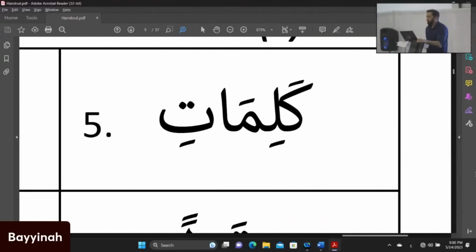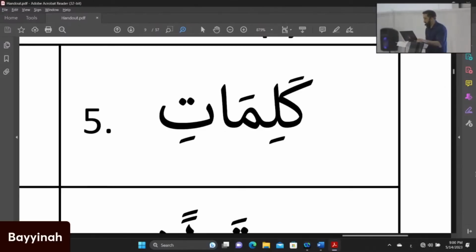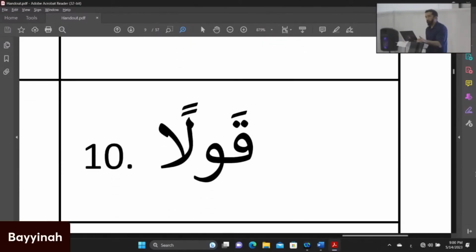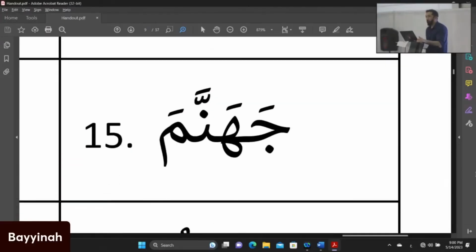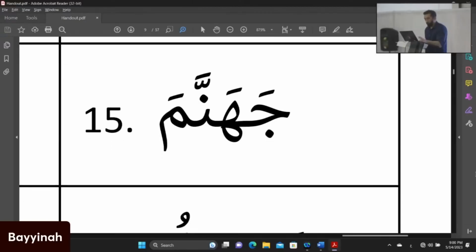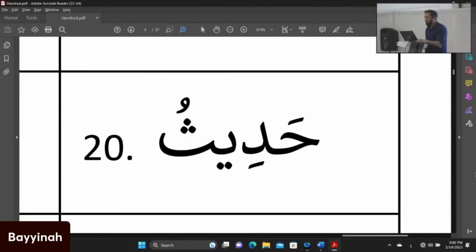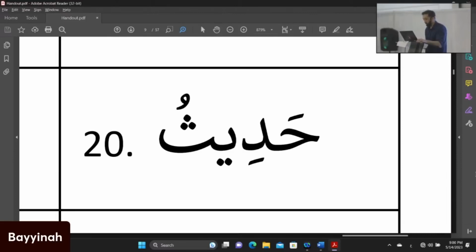Okay? Kalimati. Light. What's the heavy version? Kalimatin. Wonderful. Qawlan. Heavy. Light version. Qawla. With an alif or without an alif? Without an alif. Qawla. Jahannama. Light. Jahannaman, which is not correct, but yes, Jahannaman. I'll explain that in a second. Hadithu. Light. Heavy version? Hadithun.